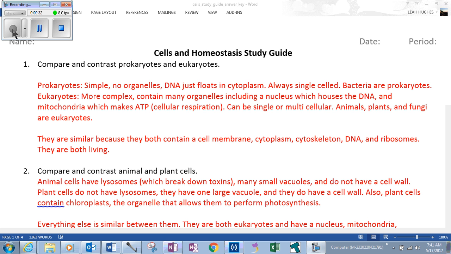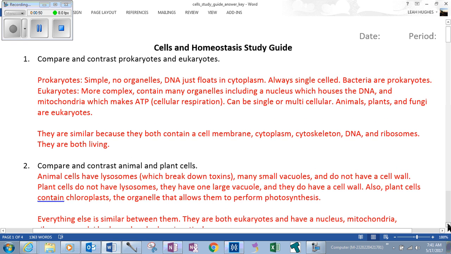Animals, plants, and fungi are eukaryotes. They are similar because they both contain a cell membrane, cytoplasm, cytoskeleton, DNA, and ribosomes. They are both living. Compare and contrast animal and plant cells.